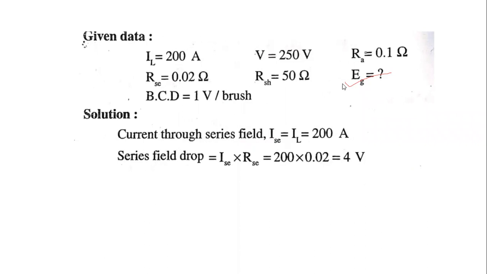The given data is the load current, the series resistance, and the brush contact drop equal to 1 volt per brush. And this is the applied voltage, the load voltage, that is V equal to 250 volts, and RSH is equal to 50 ohms and RA equal to 0.1 ohm. Next we calculate the EG.